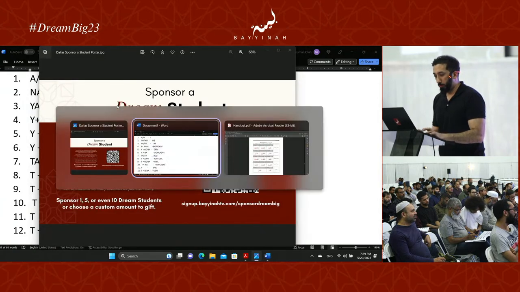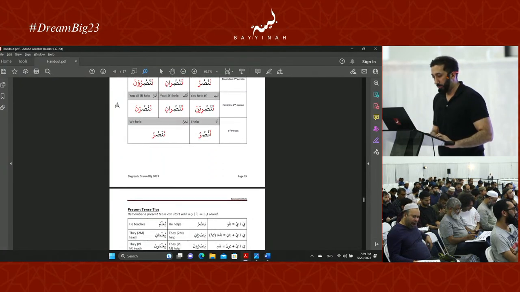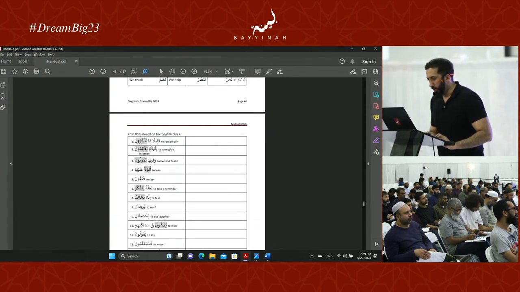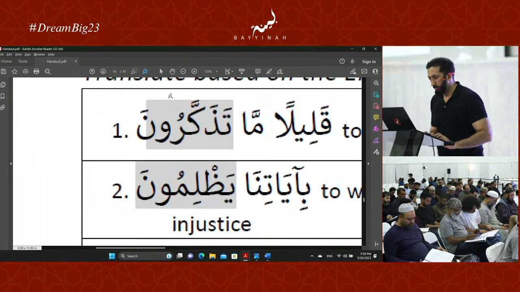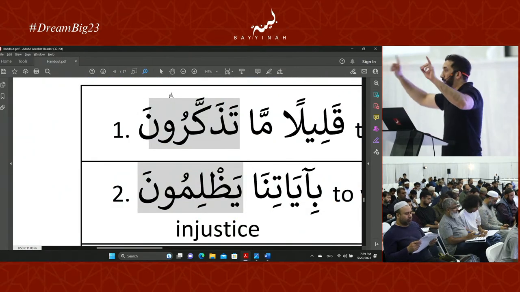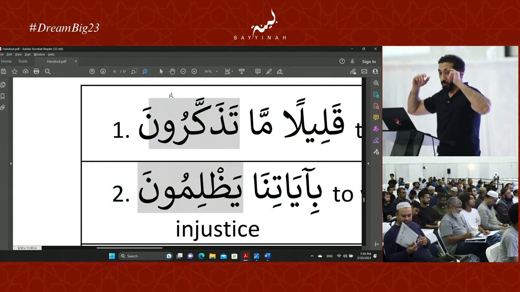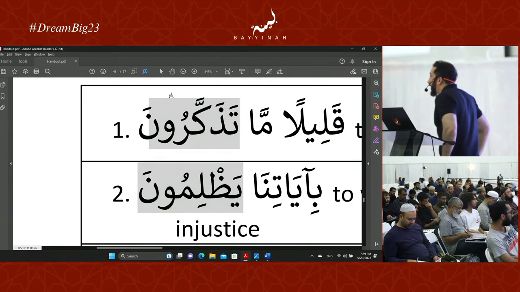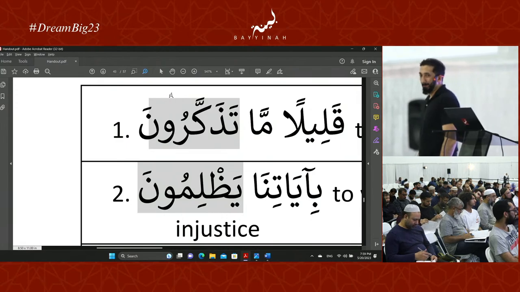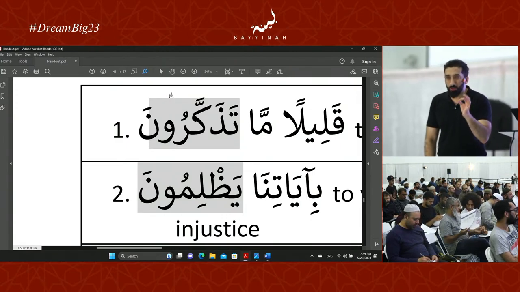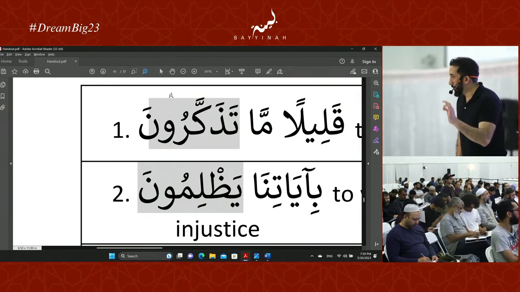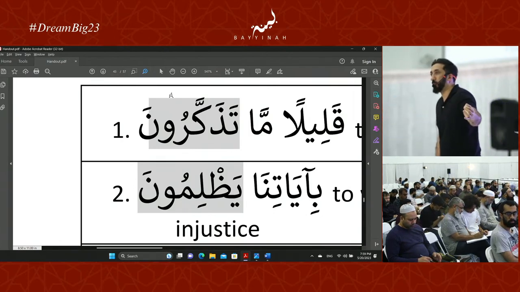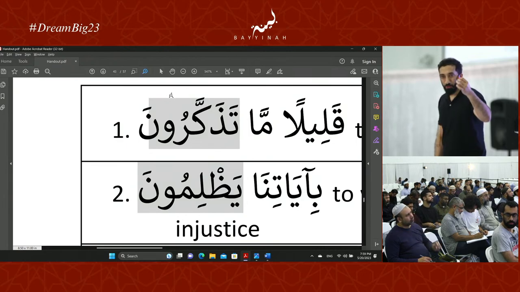Now, go to page 40. Impress me. Actually, not 40. I want you to go to page 41. And don't look at these shortcuts. I want you to use your memory right now. You wrote them down. I'm looking at the word tadhakkaruna. I'm trying to figure out what are the pieces of the puzzle that will help me get the answer, who makes an effort to remember? Who makes an effort to remember?